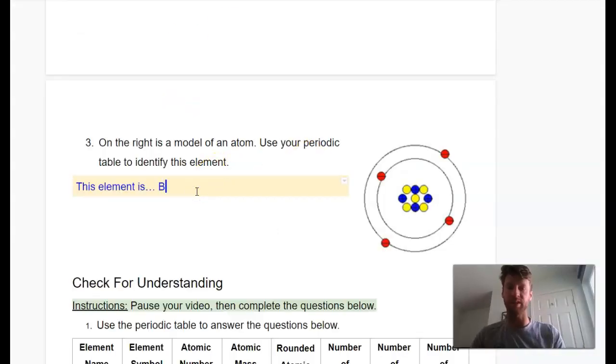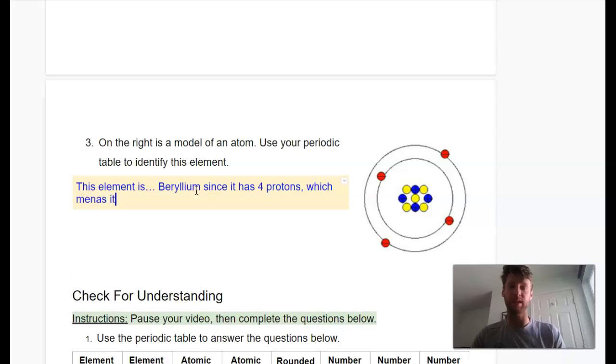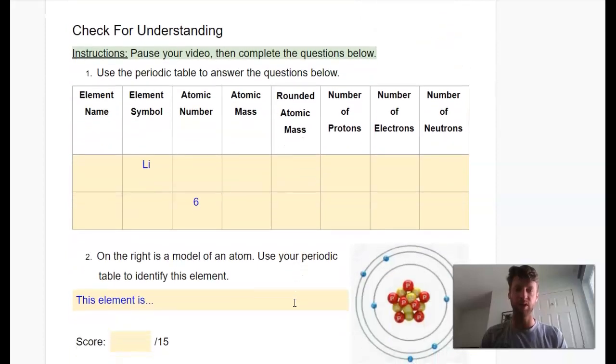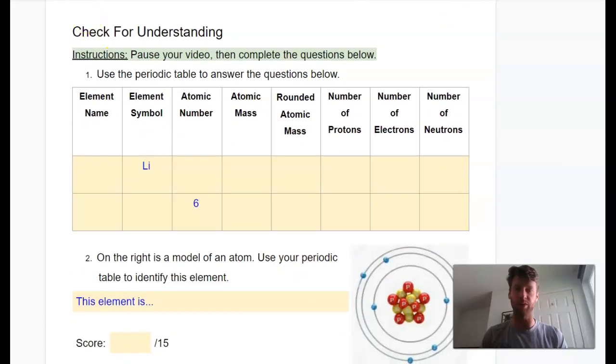So the element is beryllium, since it has 4 protons, which means its atomic number is 4. Wow, I cannot spell today. All right, go ahead and pause the video right here. Answer the check for understanding questions, and resume the video when you're ready to go through the answers together.